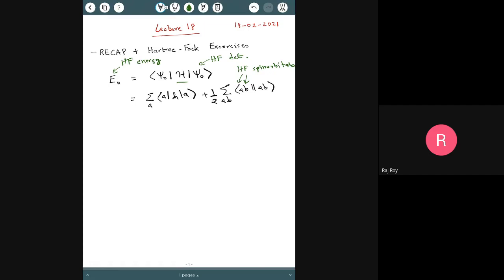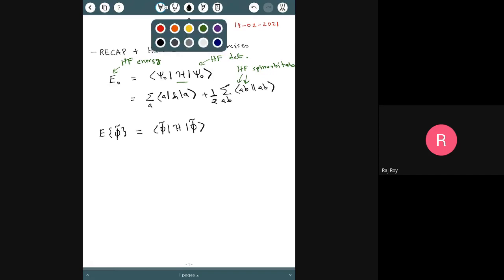Now taking a cue from this, we try to find the spin orbitals which give me the lowest possible energy. We start with a so-called trial function, which is a single determinant with some guess orbitals. And we say that we vary phi tilde such that my E is minimized. So what is phi tilde then?